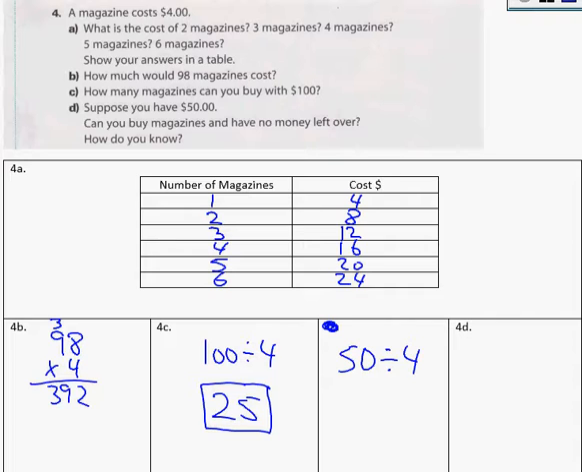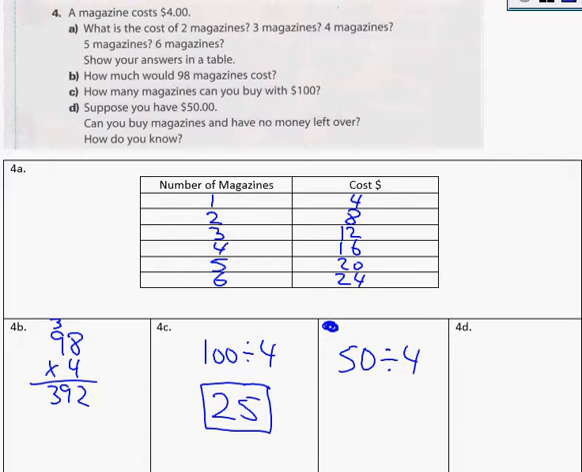Well, what do you guys think? Do you know the 4 times table? 4 times 10 is 40. 4 times 11 is 44. 4 times 12 is 48. 4 times 13 is 52. All I'm doing is counting up by 4s.